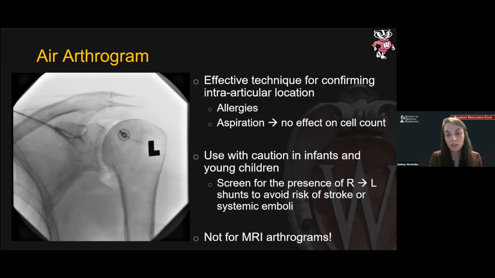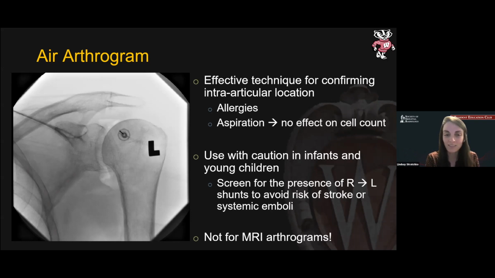Where I find it actually the most helpful is often if I'm asked to perform an aspiration and my initial attempt doesn't yield any fluid. It's particularly helpful because, one, it confirms you're in the joint, so you can document that. And two, one of the things the orthopedic surgeons want from that aspiration is the cell count. Anytime you introduce any sort of saline, contrast, or lidocaine into the joint, it can dilute and have an effect on that cell count. So it's a way to potentially clear your needle hub and increase your likelihood of getting fluid back without having to inject any fluid into the joint.